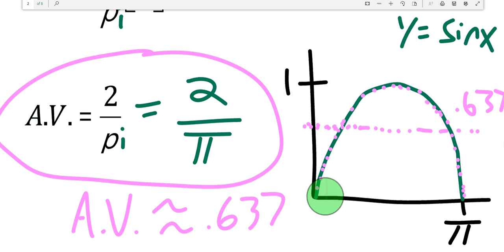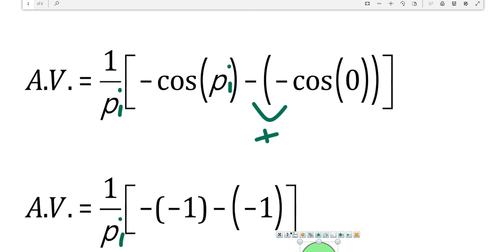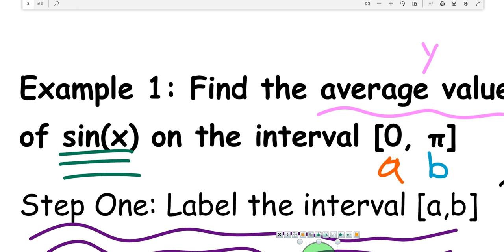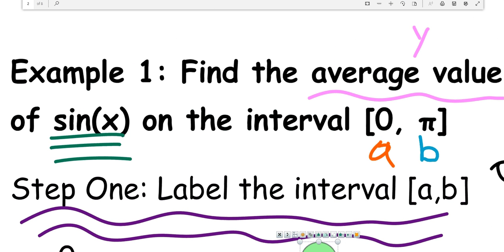That's it. That's all the steps you have to do. It's very simple. Just plug them into the formula and evaluate. So if you have any other questions about the average value of this function on this interval, let me know.